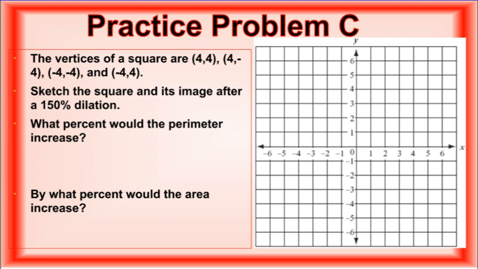Another one, this one's very similar, except for now it's a 150% dilation. So if I take the 4 and I multiply it by 1.5, because it's a 150% dilation, bigger, that would give us 6s. So this would have been our original one with these coordinates. But then with a 150% increase, it would be 6 all the way around.